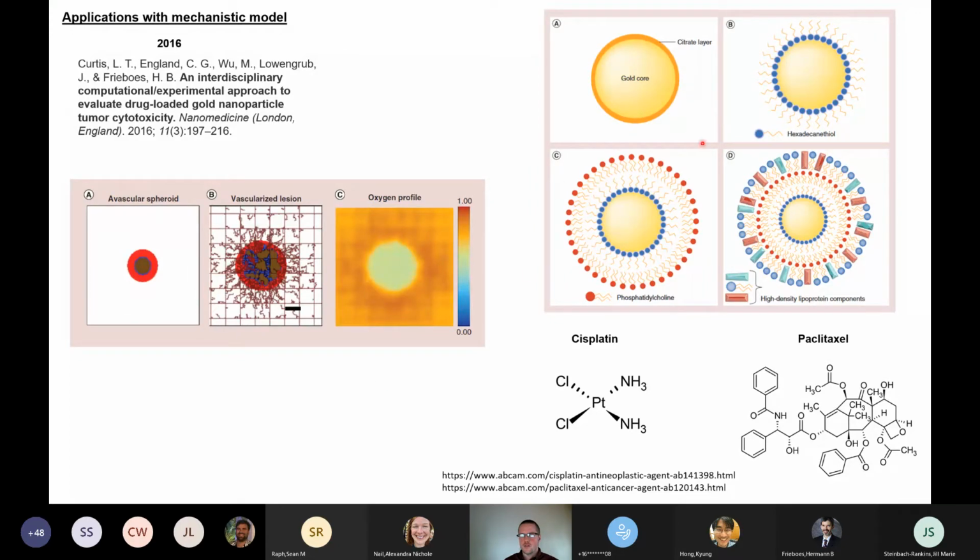2- and 3-layer gold core nanoparticles were synthesized and loaded with either paclitaxel or cisplatin, so their individual efficacy could be measured. The gold nanoparticles are made with a citrate stabilizer and a layer of hexadecane thiol to provide a hydrophobic core. A layer of phosphatidylcholine promotes water solubility, and 3-layer particles contain an additional layer made of the components of high-density lipoprotein, which improves targeting of the tumor tissue.